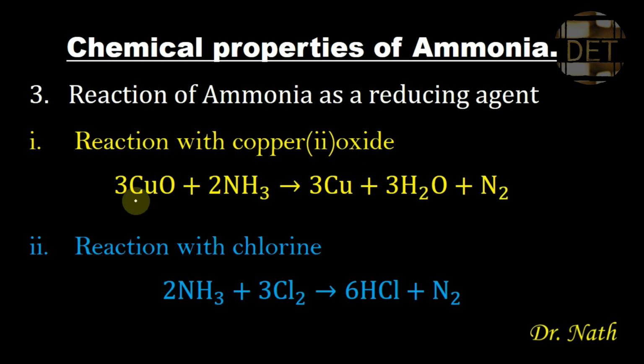Reaction with copper(II) oxide. So this is copper(II) oxide, this is ammonia. When ammonia reacts with this copper(II) oxide, it will remove this oxygen from the copper(II) oxide to form copper. So that is why ammonia is a reducing agent. It has removed oxygen from this copper(II) oxide to form copper, water, and nitrogen.